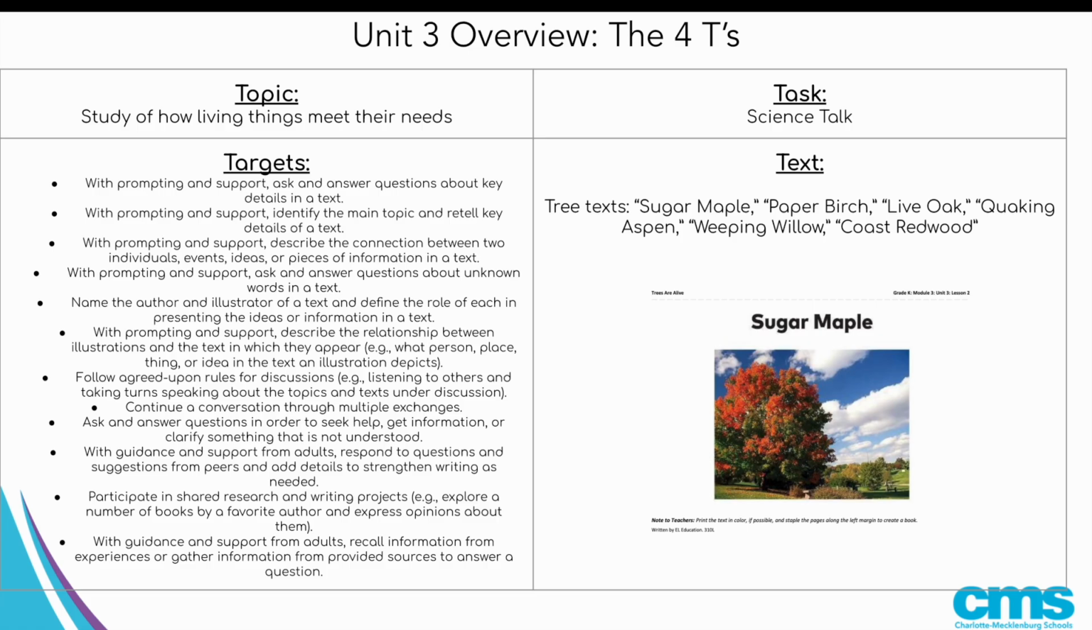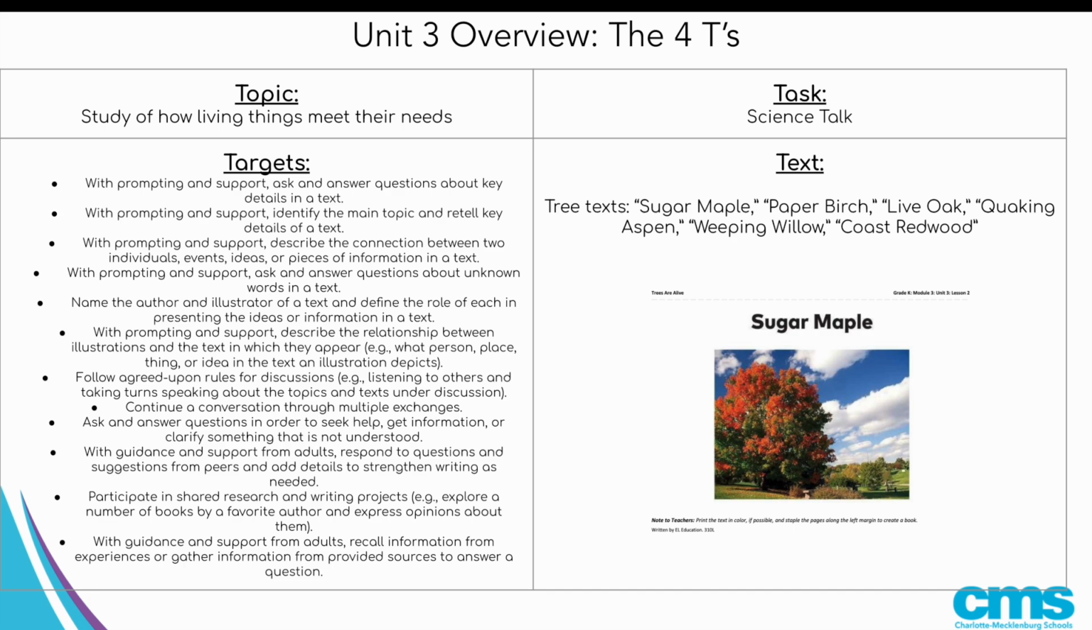So taking a look at our 4 T's for Unit 3, our topic is the study of how living things meet their needs. Our task, students will be doing a science talk, and the text, or what students will be using, are our different tree texts. We have the sugar maple, that's going to be the teacher model. You'll be modeling with the sugar maple, the paper birch, live oak, quaking aspen, weeping willow, and coast redwood. So making sure that students have access to those texts, and they will get to choose their group that they would like to study. The targets are listed here off on that bottom left quadrant.